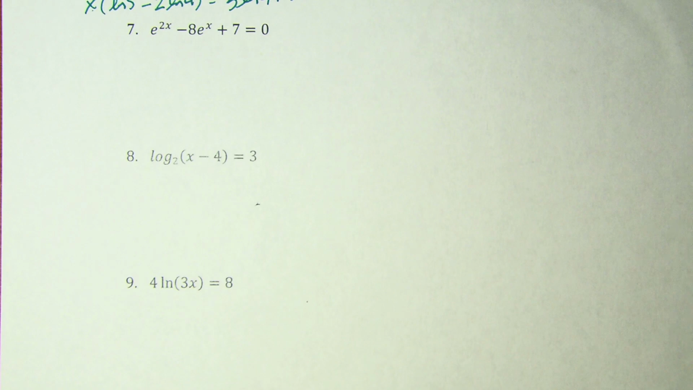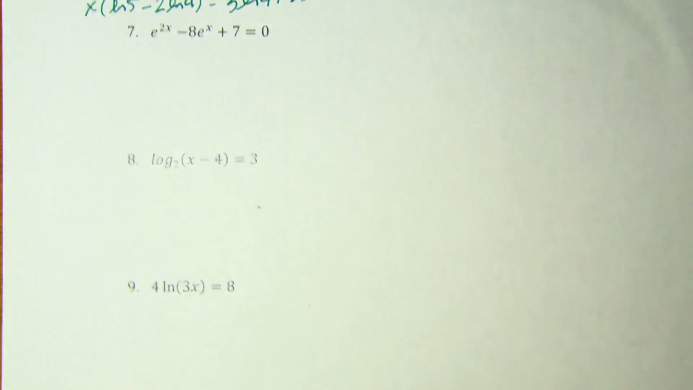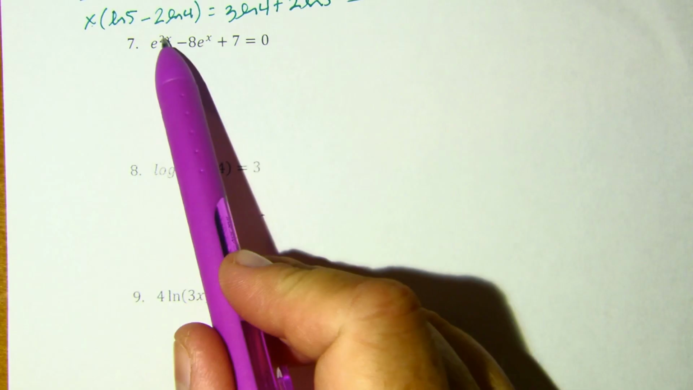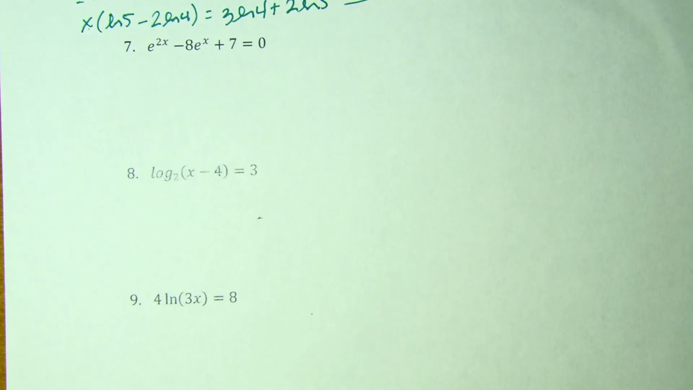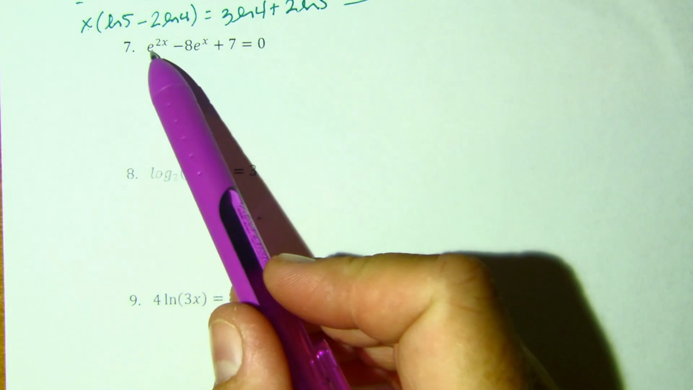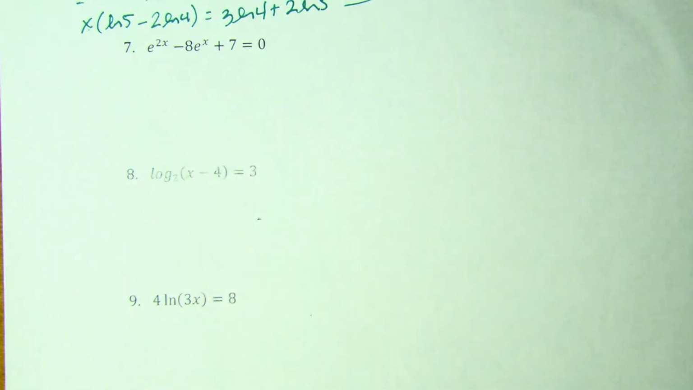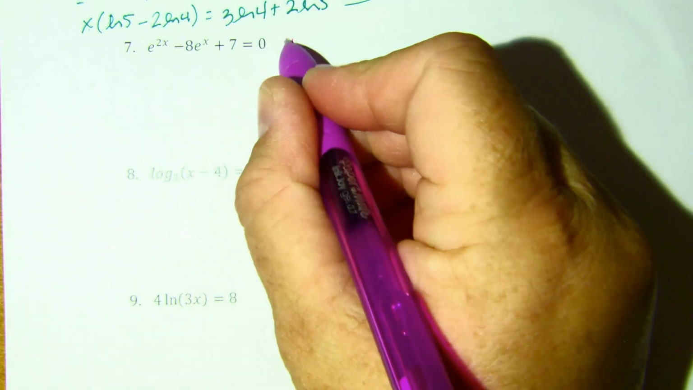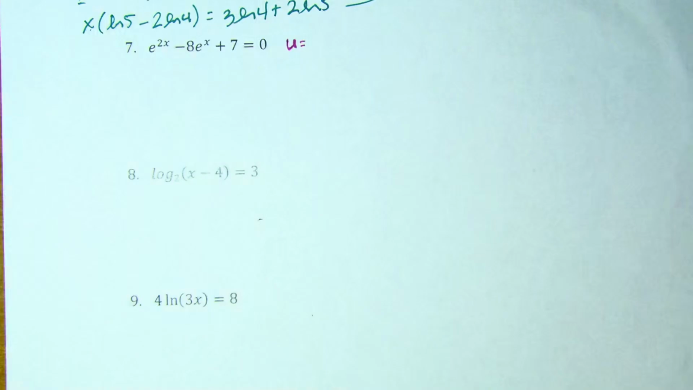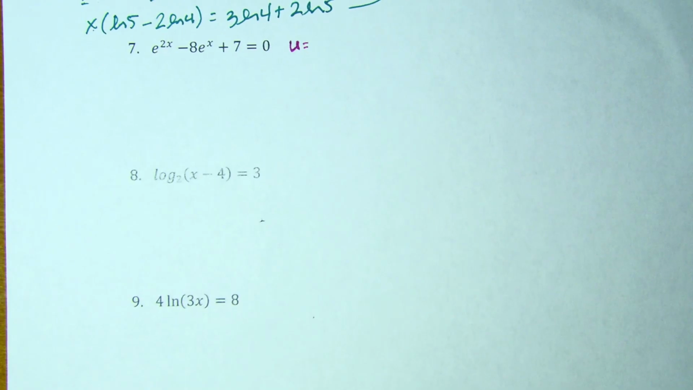All right, the next one. This one looks very different from the rest of them, and we're going to use a different technique with this problem. So we have e to the power of 2x, e to the power of x, and then just a constant. This equation here is actually a quadratic pattern. Now, we've been doing quadratic patterns since our first week of class this semester. This e to the 2x, e to the x, and then the 7, if we let's say u, this is called a u substitution. When you take calculus, you'll use u substitutions a lot.